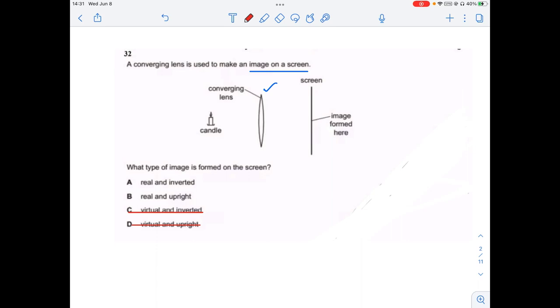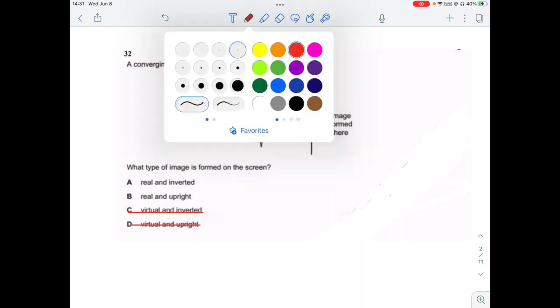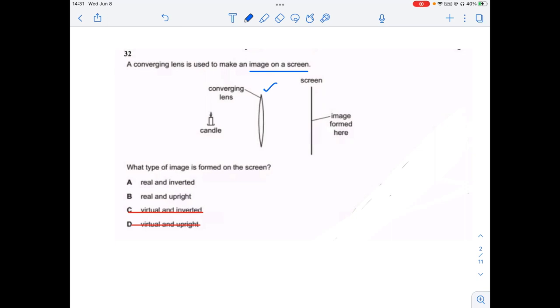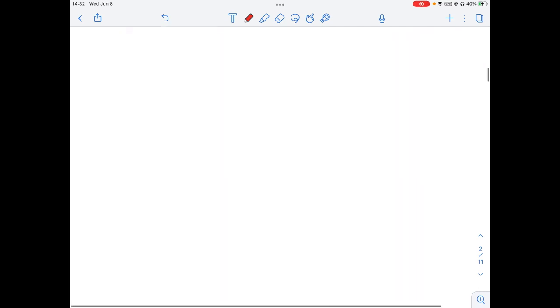Now he's asking what kind of image is formed on the screen. We know that it is a real image. In the case of a convex lens, if it is on a screen, the real image will always be inverted. Remember, a real image is always inverted, a virtual image is always erect. So we are talking about the real image, and a real image is always inverted. So option A is correct and option B is wrong. That's going to be the answer for question number 32.